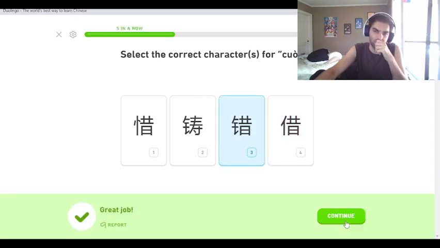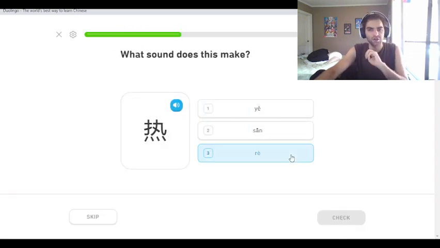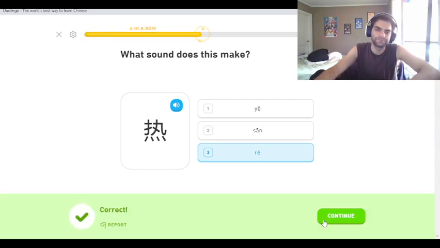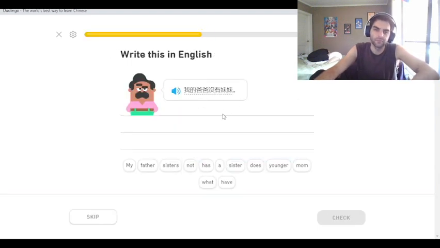错. 热 Zhe. You hear that? 热 I'm not making it up. It's like a cross between an R, a Y, and a J. Like, find that middle point. 热 Zhe. 我的爸爸没有妹妹.